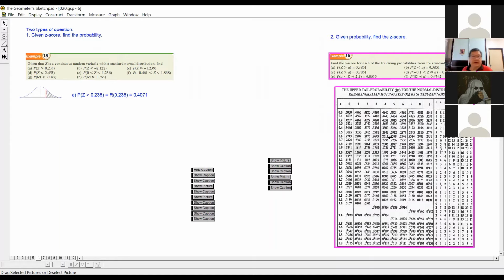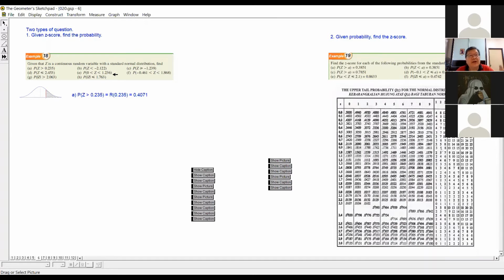So you know what to do, right? This kind of question, number 2, is very difficult, but you don't worry. I'm going to show you how to find the table also. If you don't know how to find the table, I'm going to show you. Now we look at question number B. Probability of Z less than negative 2.122.